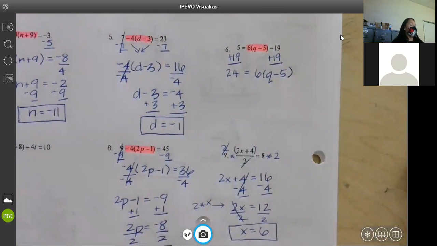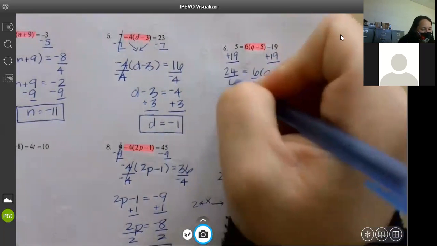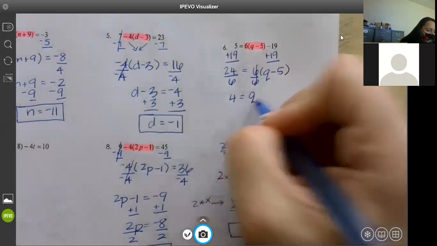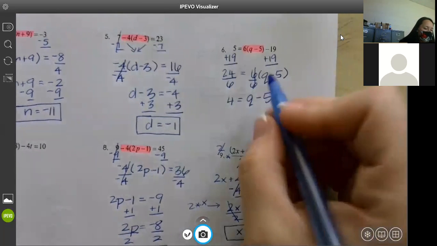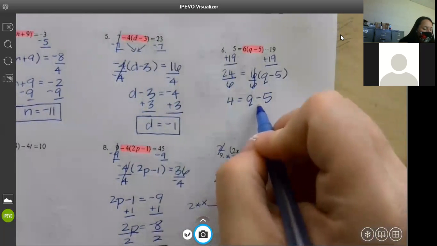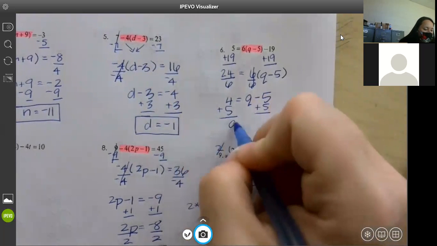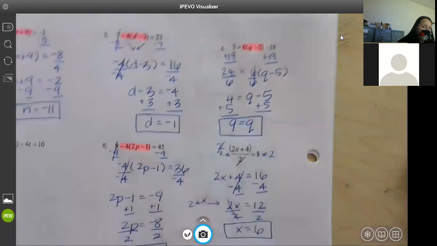That 6 is not with the q, so how do I get rid of that 6? Try again. Divide, yeah. Good job. 24 divided by 6 is 4, and then we're left with q minus 5. Last step, how do I get rid of that 5? Got it. Perfect. Thank you for answering. I appreciate it. We get 9 equals q. Very good.